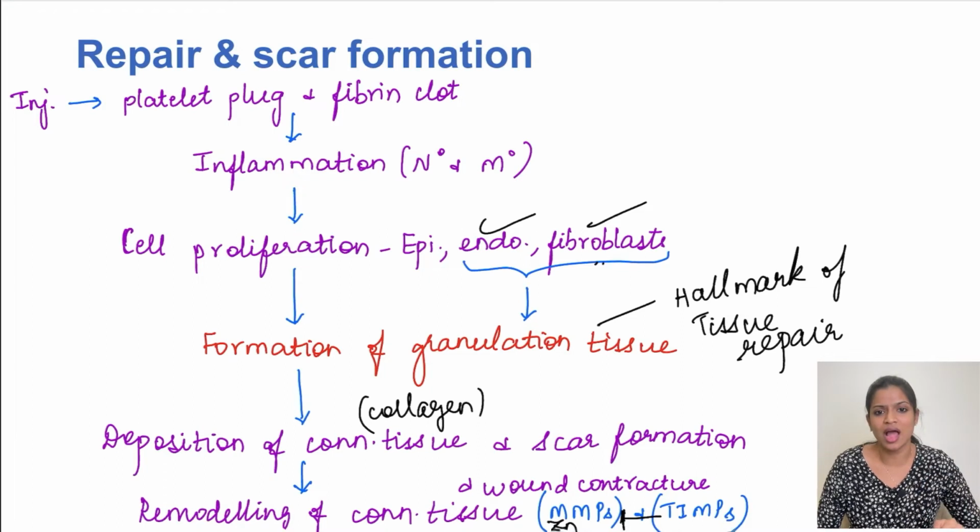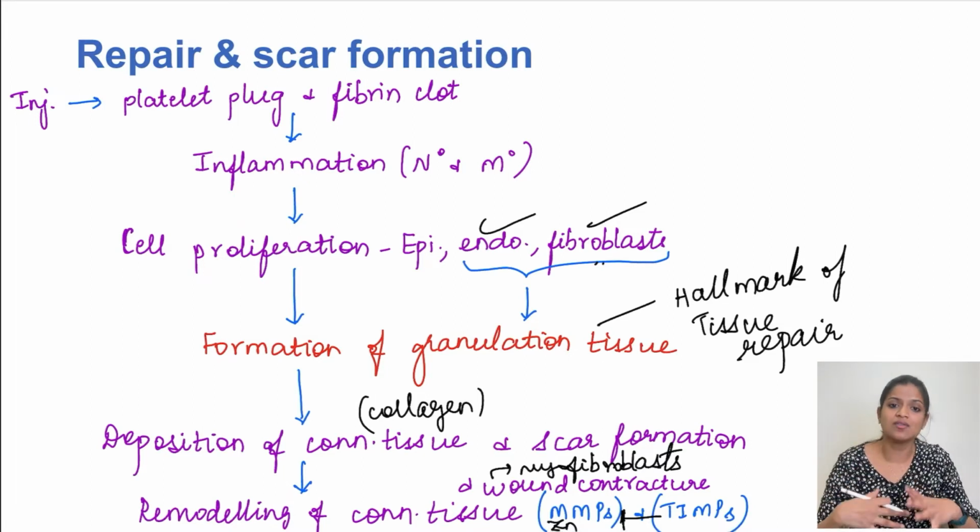And this is going to happen because of a specific kind of cell called myofibroblasts, okay? Myofibroblasts are also fibroblasts which have a specific property of a muscle as well. So they behave like muscle and fibroblasts. Muscle has a property of contraction, so these myofibroblasts also have a property of contraction, and that is responsible for causing wound contraction.